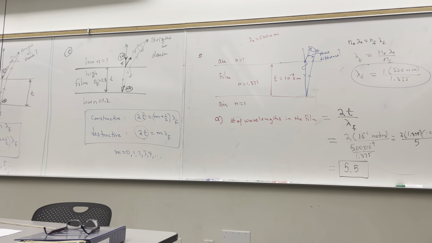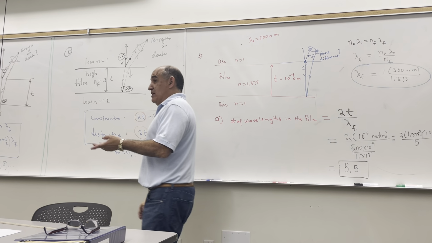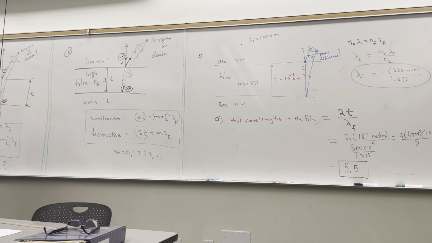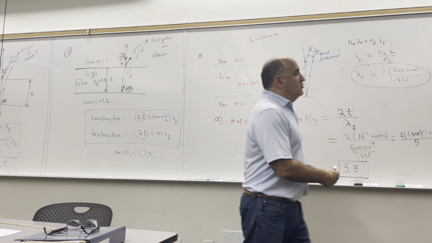So this cancels that. What do you get for m if you do that? If you get 0, 1, 2, 3, 4, 5, 6, 7, 8, 9, then it's satisfied, it's bright. And the phase difference is 0 between them when they come out. So what do you get when you solve for m?